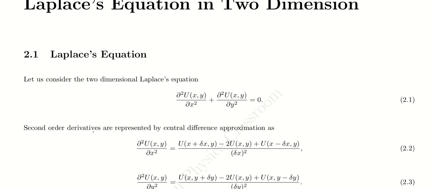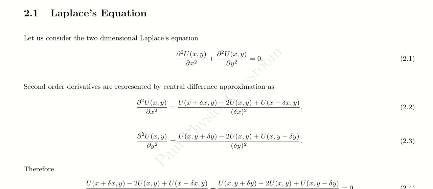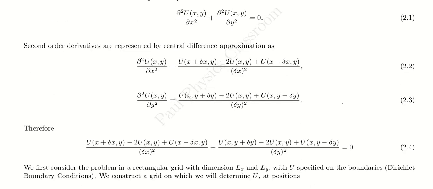As we know, the second order derivatives are represented by the central difference approximation as del 2u del x2 is u(x plus delta x, y) minus 2u(x, y) plus u(x minus delta x, y), over delta x square, and similarly del 2u del y2 as this identical formula but in the y variable. Therefore, if we put the values of this finite difference form into our equation 2.1, we will straightforwardly get this equation.